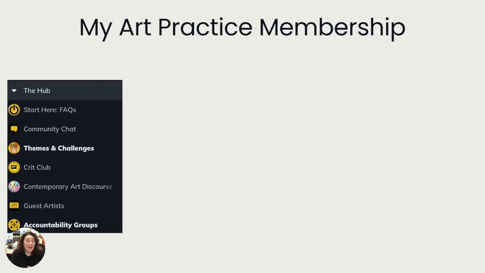The My Art Practice membership consists of five spaces or modes or however you want to think about it, capsules. The first one is right here, and it's called the hub. The hub is where all the conversation really happens. There's an entire section of FAQs where you can ask questions and where you'll also find tutorial videos on how to use the site and that explain everything you can find there. Community chat is a big message board to talk about all things art.